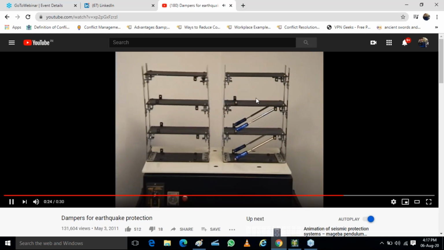Now everyone has seen this. Now how will this work? Those who understand it, just raise your hands. Okay. Now we have to understand the dampers concept.